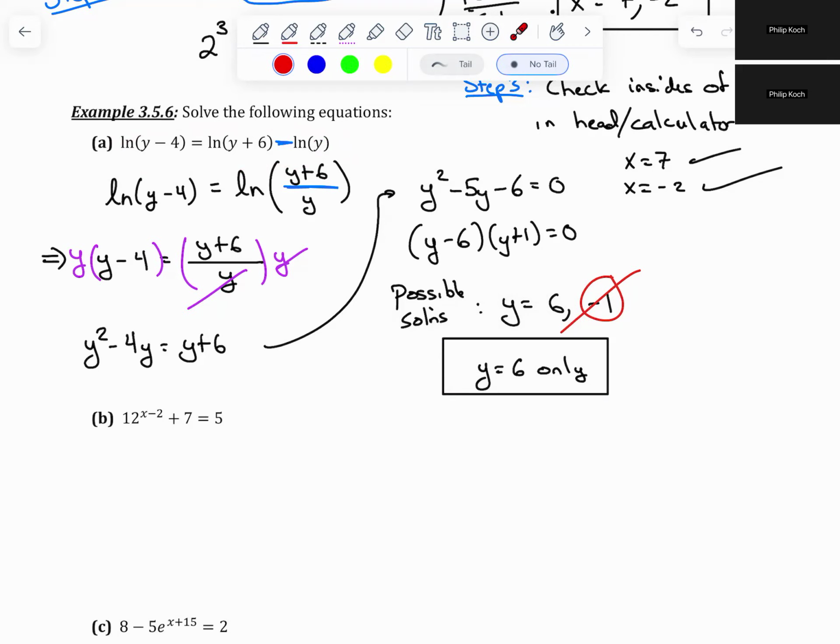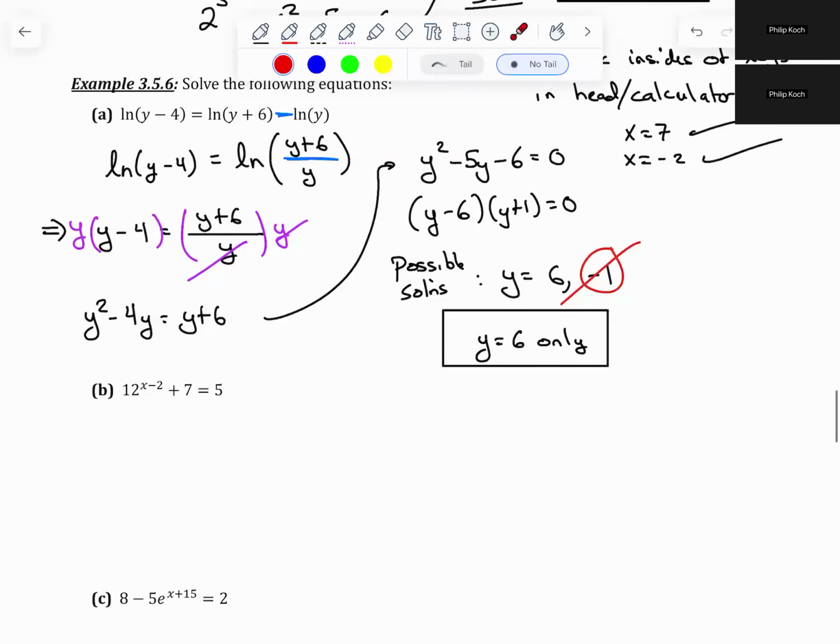All right. Yes, Nick. Problems where the answer would be no solution. Both of them are extraneous. That is correct. So it could be the case that you get two solutions that don't work, in which case the answer is no solution. It's rare, but it can happen.